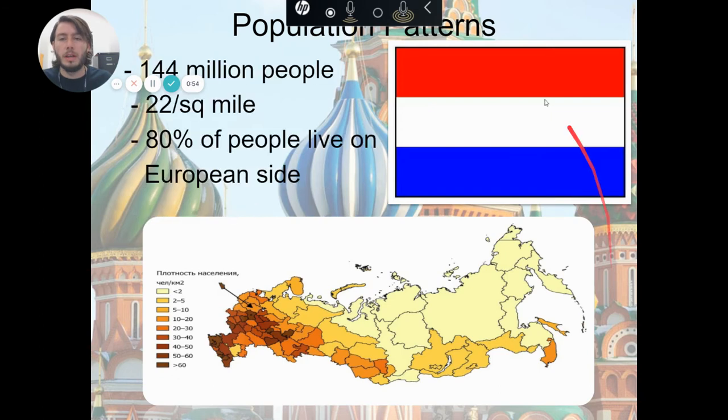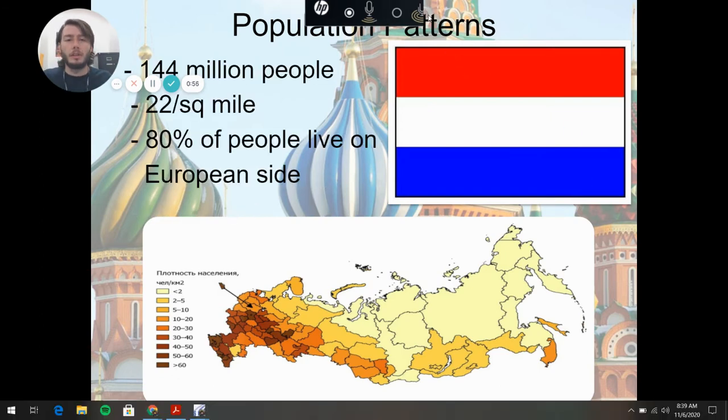So the population patterns. There's 144 million people in Russia, which is crazy because it's the largest country by land size. Like if you look at it on a map, it appears to be the largest country. But they have a population that's about half the size of the United States. So when you divide their population by their land area, their population density is 22 people per square mile. So it's a really small population density.